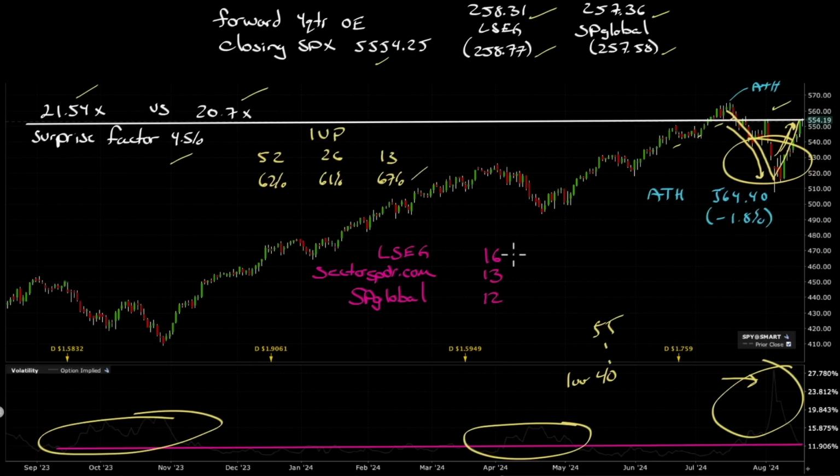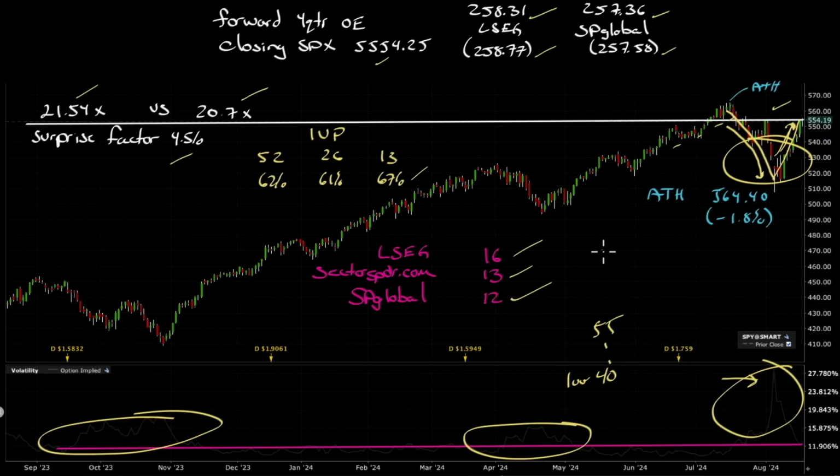Earnings this week: LSEG says 16, Sector Spider says 13, S&P Global says 12. Not a lot that's exciting. You have Lowe's this week. You have a few of the retailers. I think Target is this week, and I think two or three others in that space. Dollar General is this week. Not worth going through the calendar. I don't think any earnings are really going to move the market. There's nothing significant enough out there that's going to move the market.